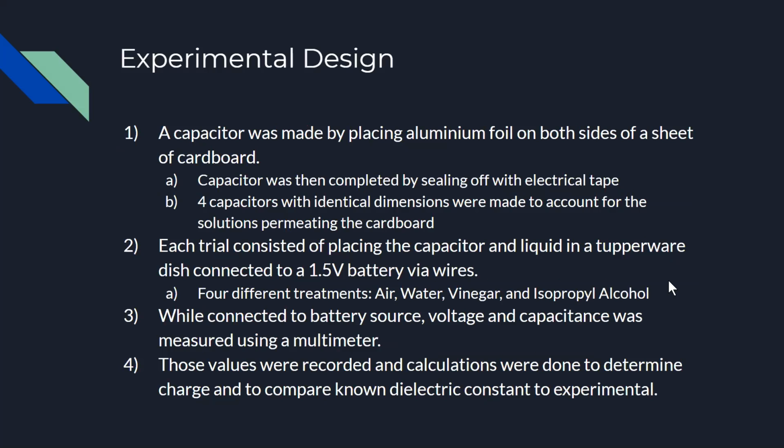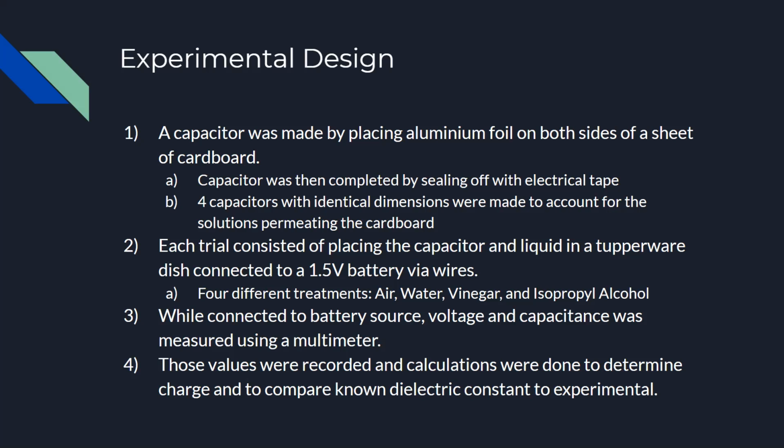A little bit about the experimental design. First, the capacitor was made by placing aluminum foil on both sides of a sheet of cardboard. The capacitor was then completely sealed off with electrical tape. Four capacitors were made with identical dimensions to account for solutions permeating the cardboard.